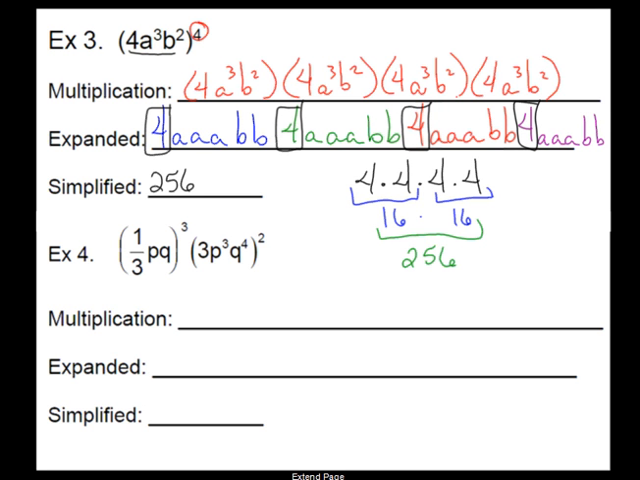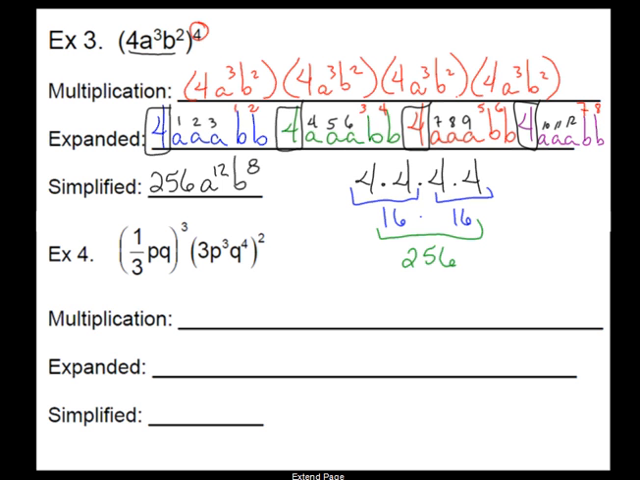Collect up all my a's. So I have 1, 2, 3, 4, 5, 6, 7, 8, 9, 10, 11, 12. So I have a to the 12th power. Collect all my b's. So I have 1, 2, 3, 4, 5, 6, 7, 8. And there are 8 b's, so b to the 8th power. And that's our final answer. 256 a to the 12th b to the 8th.